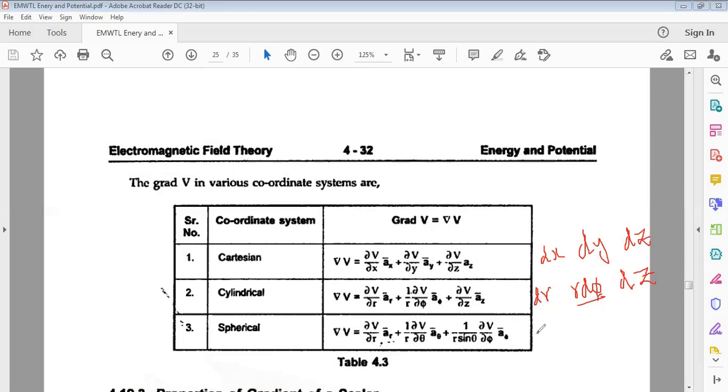And similarly for the spherical coordinate system, dr, r into d theta, and r sin theta d phi. So dr is dou V by dou r into ar bar only, for d theta it is 1 by r into dou V by dou theta, and for r sin theta d phi it is 1 by r sin theta multiplied. This is the gradient V or del V for the Cartesian, cylindrical, and spherical coordinate systems. Got it, my dear students?